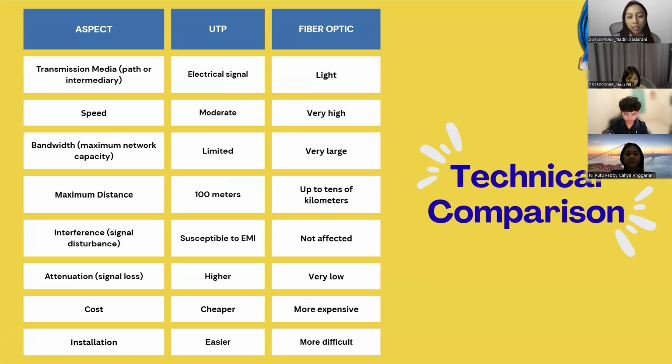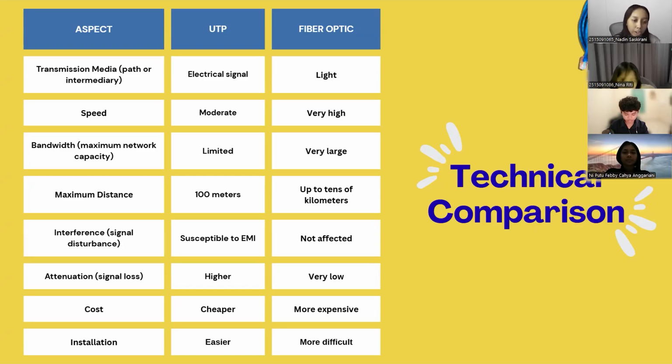Okay, now I'm going to explain the technical comparison between UTP cable and fiber optic cable. The first one is from the transmission media aspect. For UTP cable, we use electrical signals, and for fiber optic, we use light for sending the signal. And next one is speed. For UTP, it is moderate, and fiber optic can reach a very high speed.